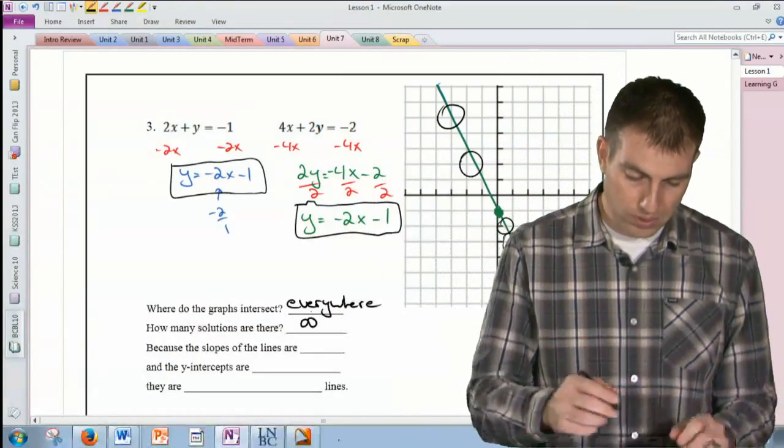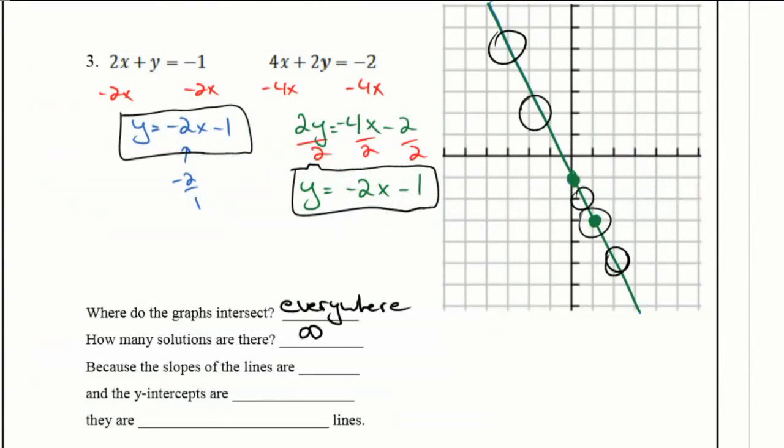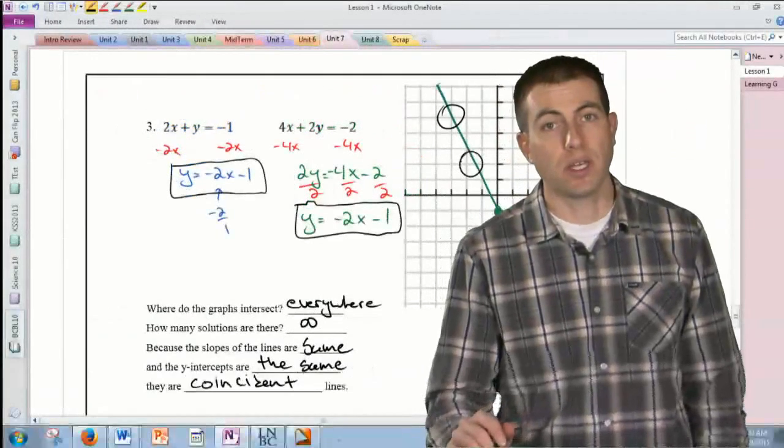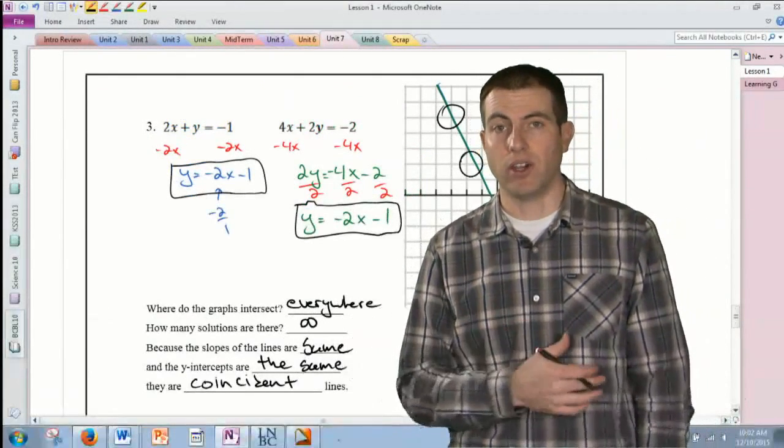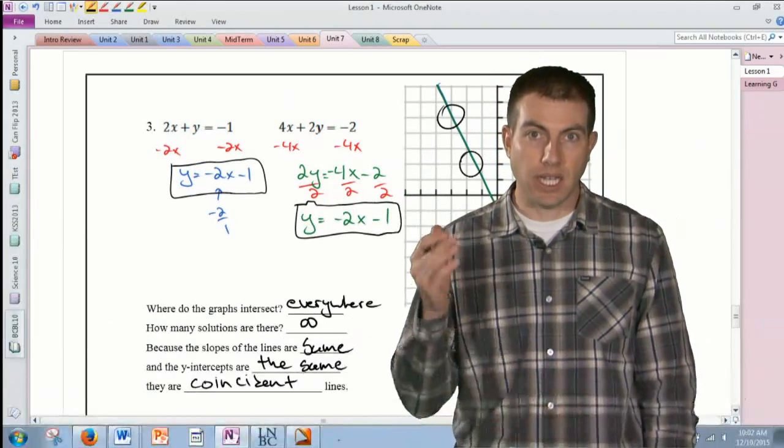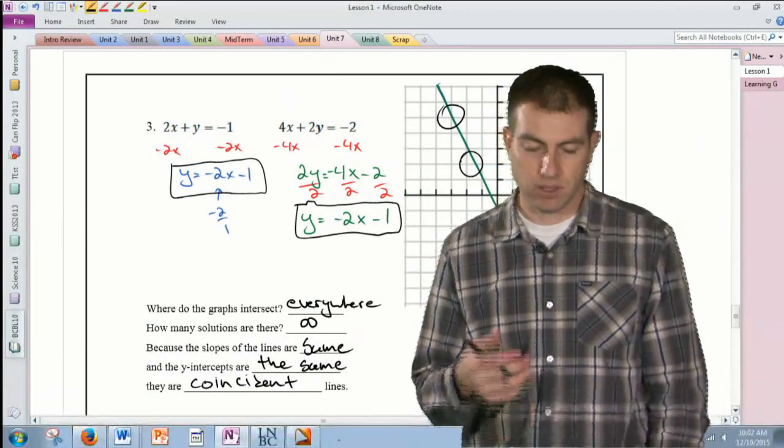So because the slopes are the same and the y-intercepts are the same, we call these coincident lines. It's a fancy math word. And I don't think that it even matters if you know coincident or not. The important thing here is that the lines are on top of one another. You're going to have infinite solutions. Literally everywhere you have a solution.